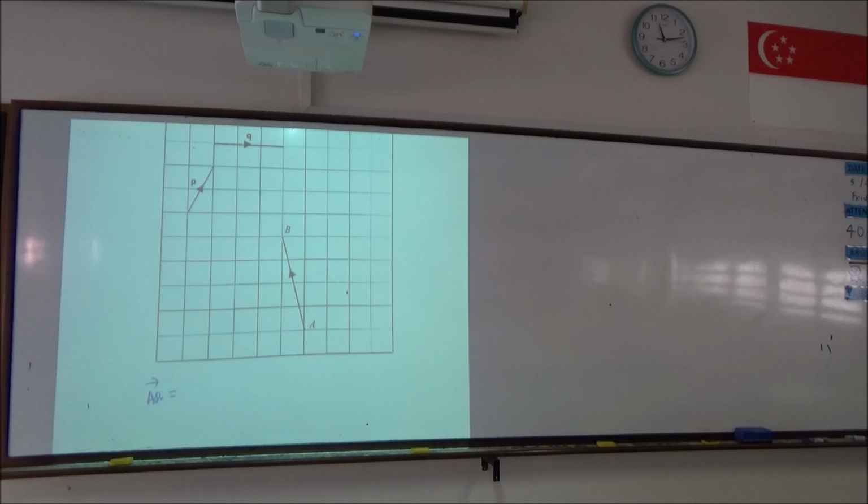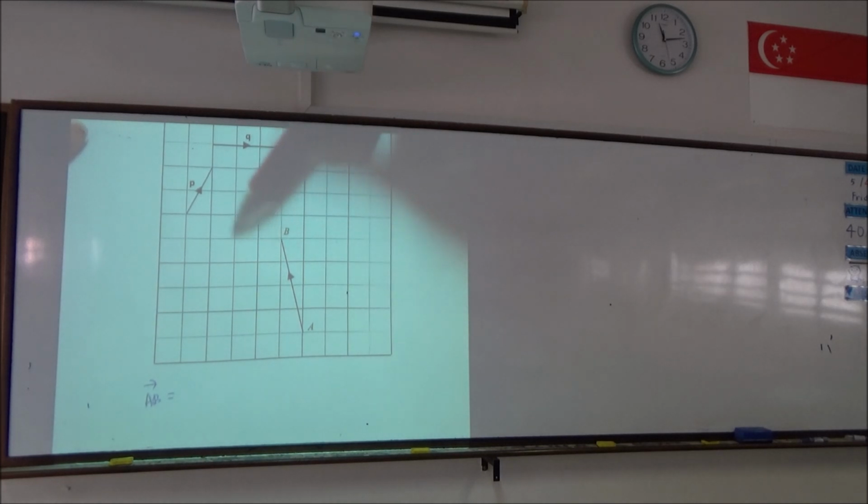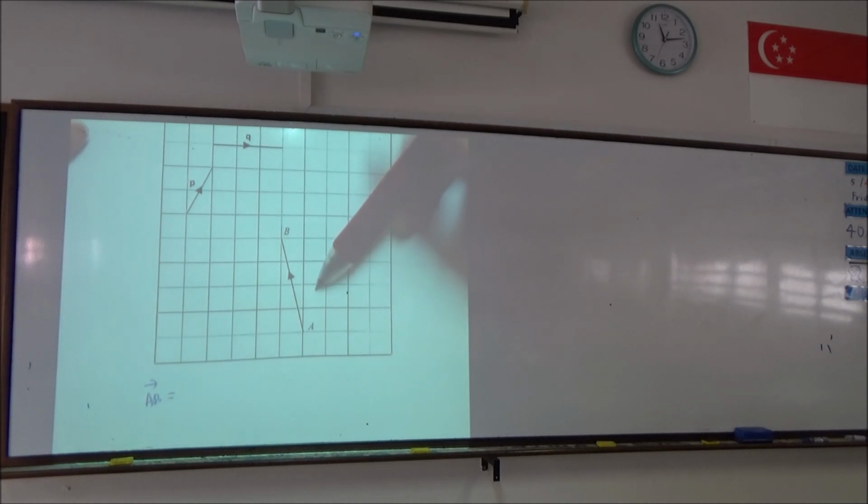We can do scalar multiples. Okay, we have learned scalar multiples in class. P minus Q. 2P minus Q. Q minus 2P. No, it starts from A to B, so it's 2P minus Q. P minus Q, right? Yeah.